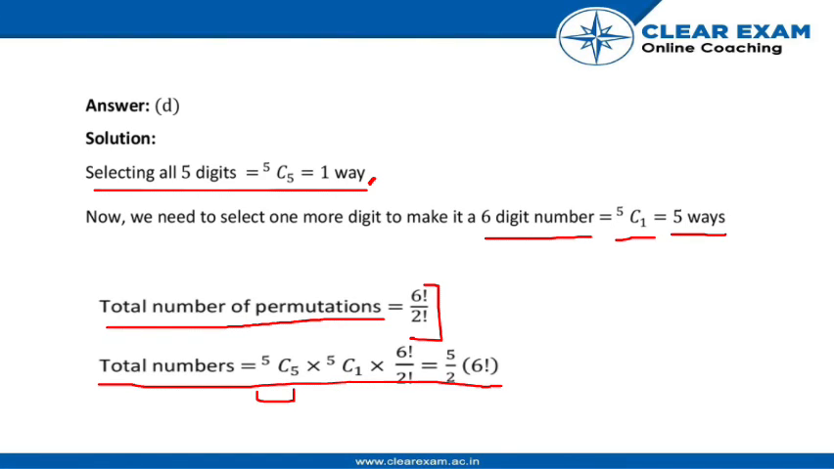5C5, 5C1 and the total number of permutations, which is 6 factorial upon 2 factorial, from which by solving we get 5 upon 2 into 6 factorial, which is option D. So option D is correct.